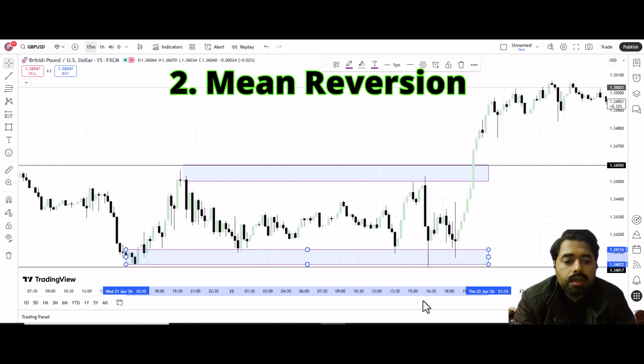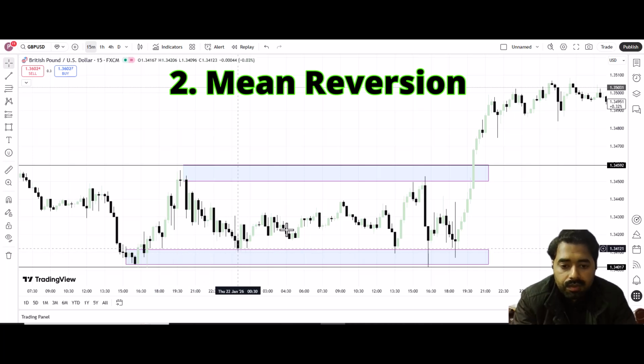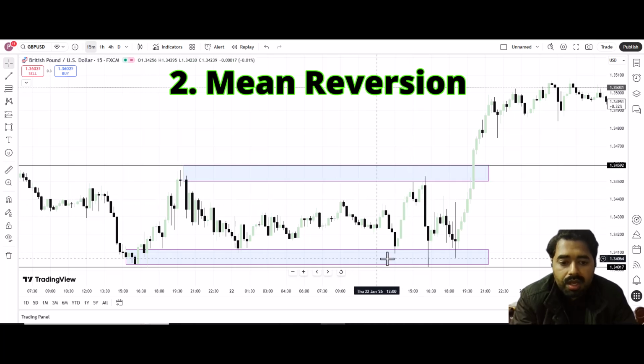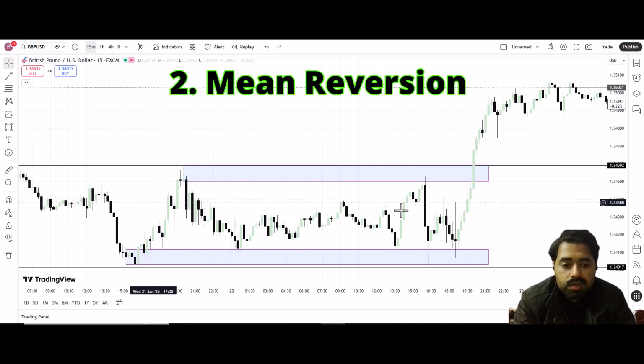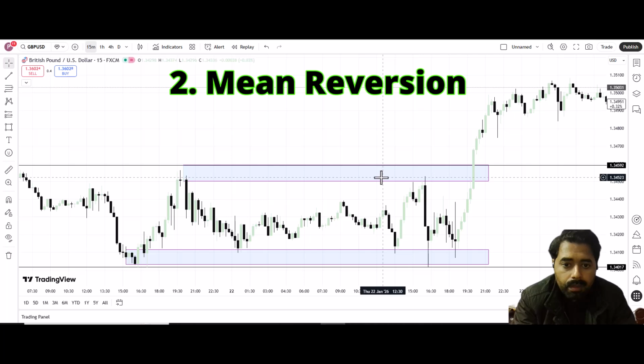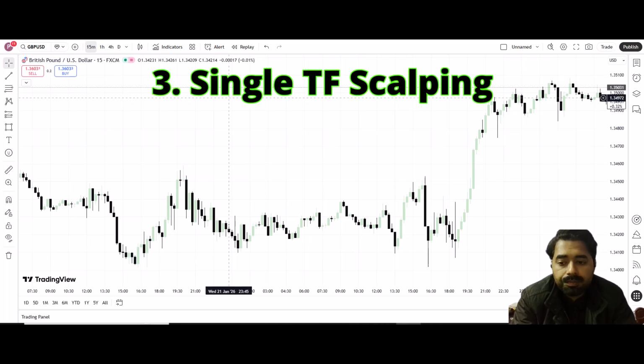Okay, so here you see the price touches the demand zone, here you can buy and wait for the price to move up. Again, there is another buying opportunity. Here there is a selling opportunity, then a buying opportunity. So this strategy works when there is no clear momentum or no clear trend in the market. All right. Okay, so let's move to the third strategy.